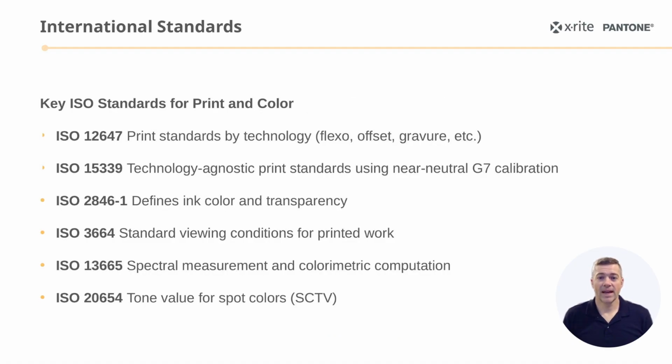So, if we're going to target LAB values and TVI, where do those target numbers come from? There are a number of ISO standards that guide print production, especially in the press room. These include standards for inks, print quality, and viewing conditions. There are also additional ISO standards focused on data exchange, PDFs, and pre-press workflows. When it comes to press room color targets for 4-color process, ISO 12647 and ISO 15339 are the key standards to know. ISO 20654 is a newer standard that helps us measure and understand spot color tint values.